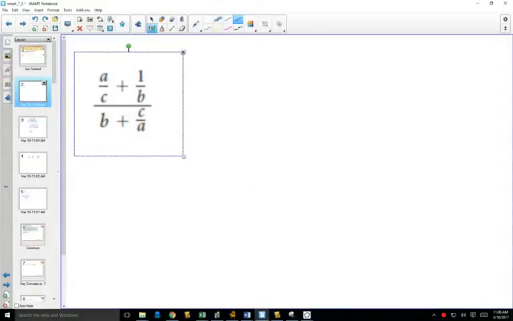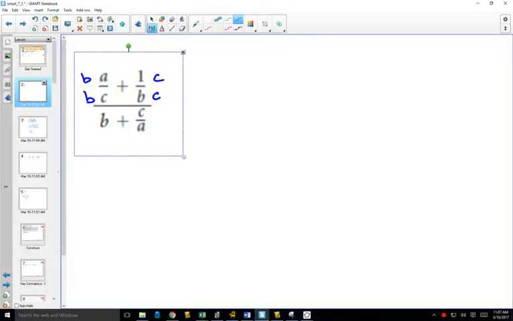Here we have fractions inside of fractions. And the skill that I want you to develop here is, can you get a single fraction in your numerator when you have fractions inside of fractions, and a single fraction in your denominator? Because if you have a single fraction on the top and a single fraction on the bottom, then you can multiply by the reciprocal. So on the top, how do I get a single fraction if I want to add a over c plus 1 over b? I'm going to need to get a common denominator. So on the top, to get a common denominator, this one needs to be multiplied by b over b. This one needs to be multiplied by c over c.